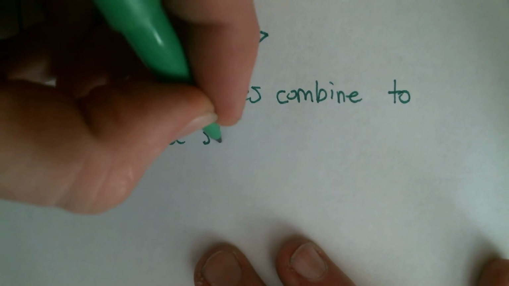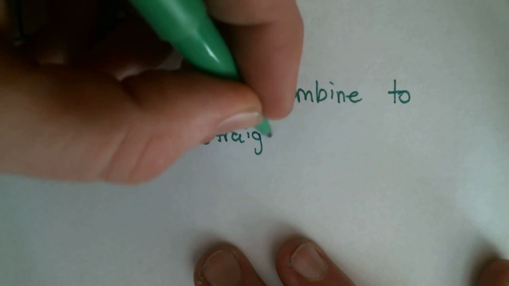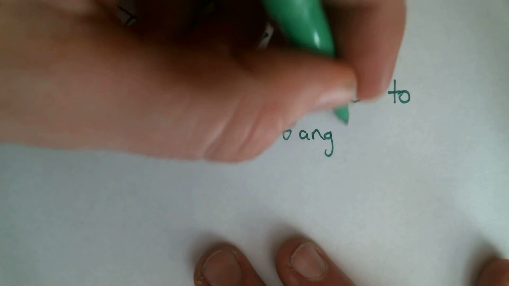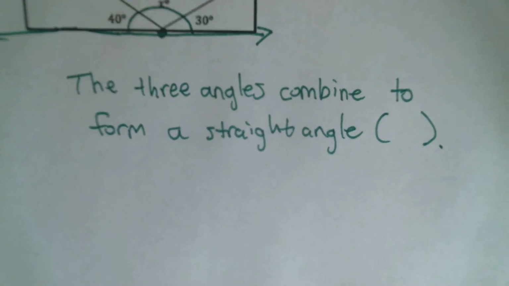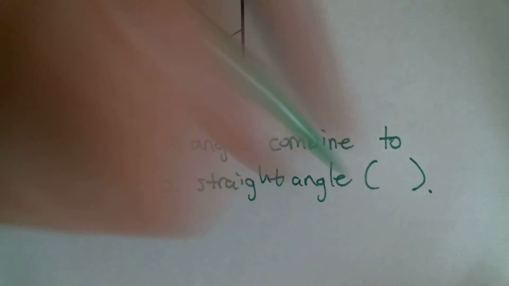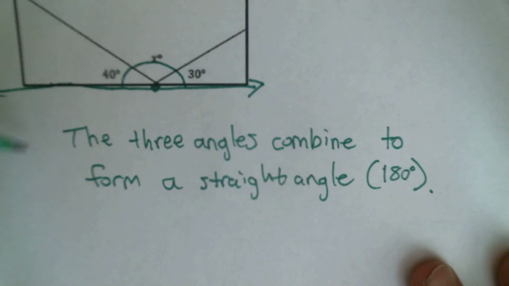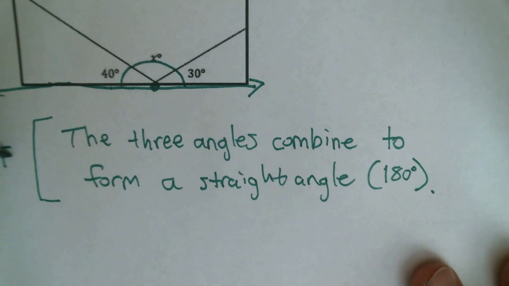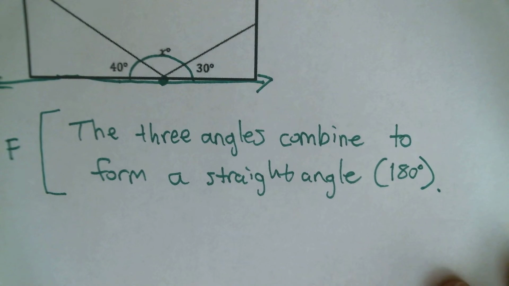a straight angle. And I can make my explanation a little simpler by, in parentheses, what do you think I could say about a straight angle? Well, what does a straight angle measure? Altogether, a straight angle always measures 180 degrees. So this is the first fact I can state as I start to explain my answer.